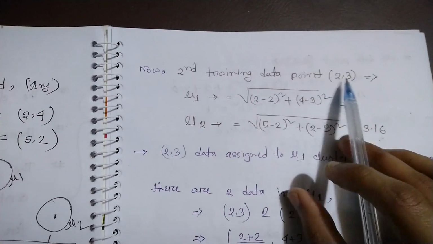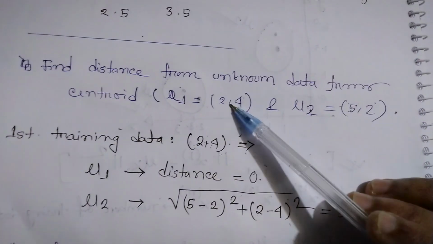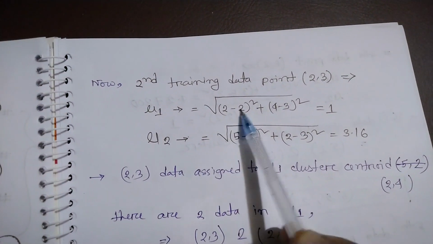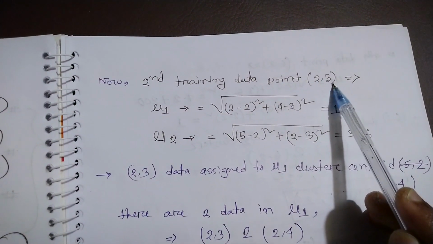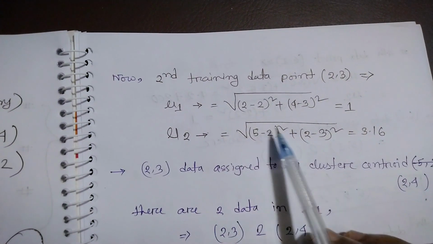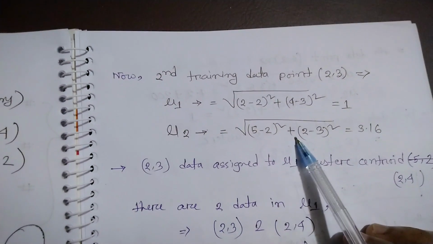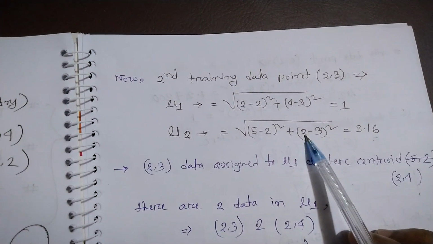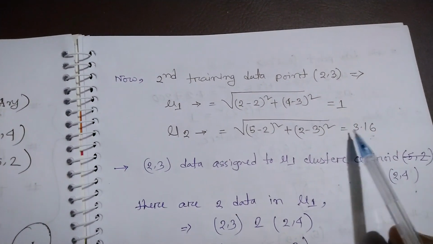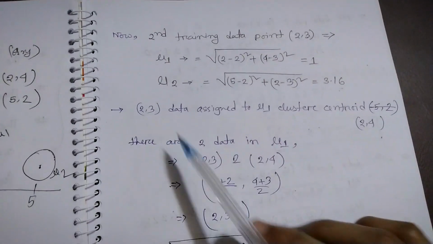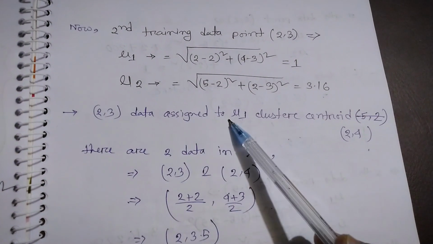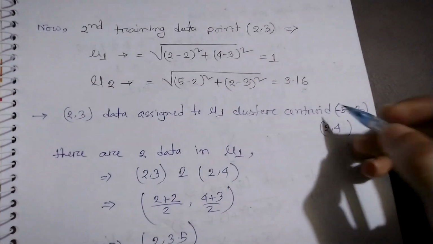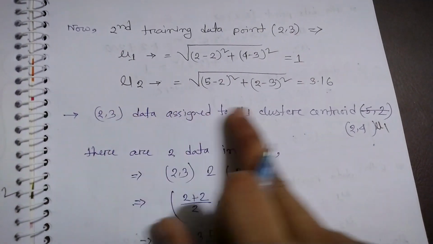Now let's work on our second training data point, which is 2, 3. Mu1 is 2 and 4, mu2 is 5 and 2. For mu1, the distance is the root of 2 minus 2 whole square plus 4 minus 3 whole square, which equals 1. For mu2, it is the root of 5 minus 2 whole square plus 2 minus 3 whole square, which equals 3.16. Which is closer? Mu1. So this 2, 3 data point is assigned to the cluster with centroid 2, 4, which is mu1.